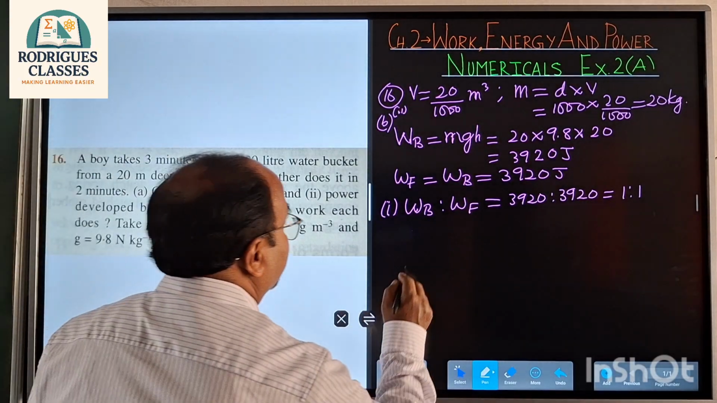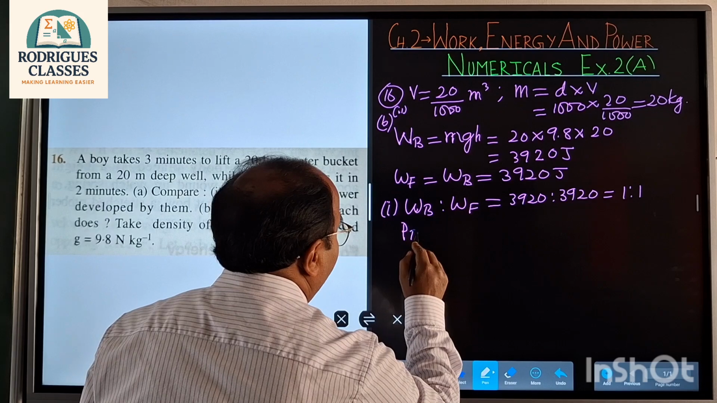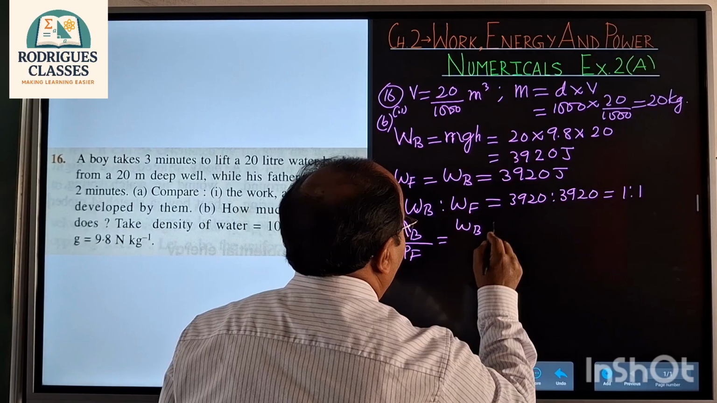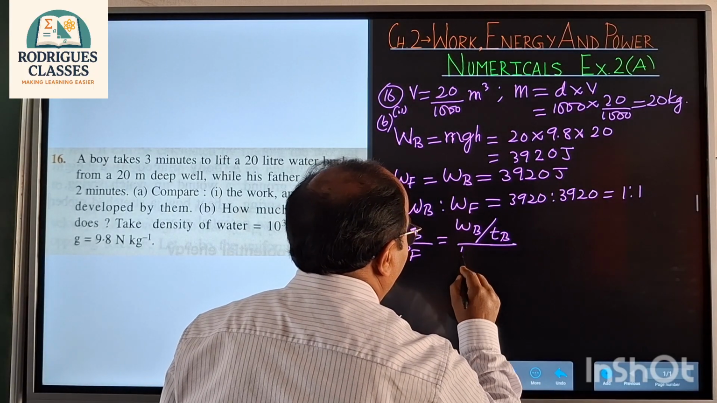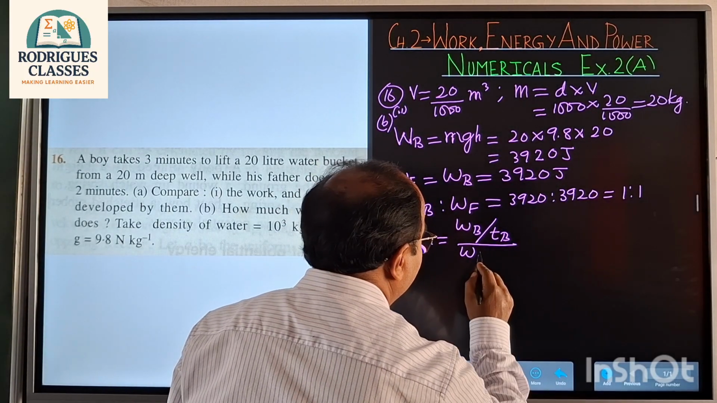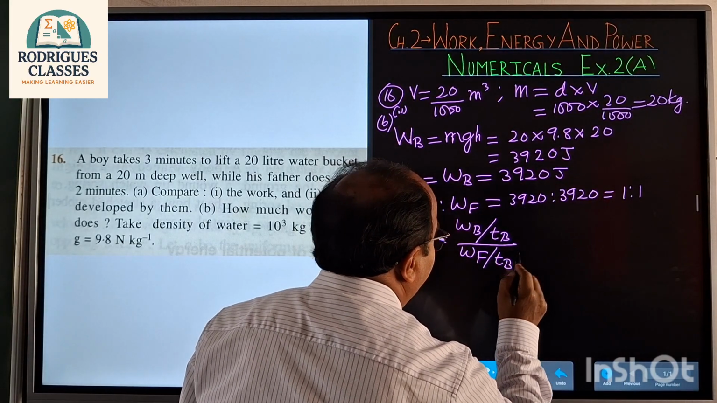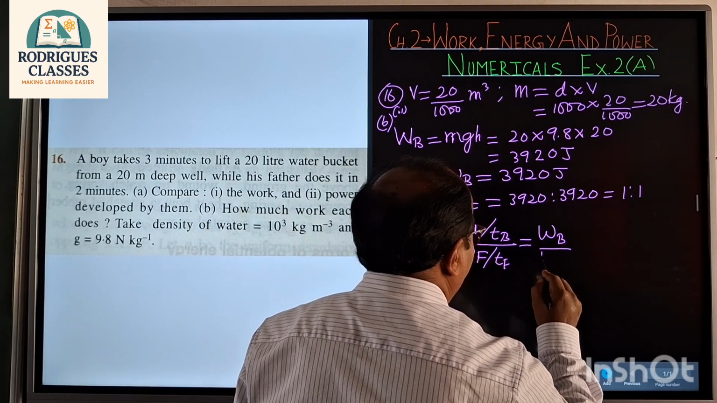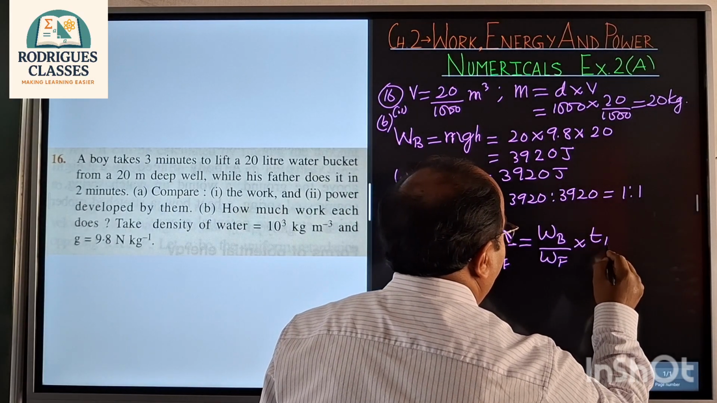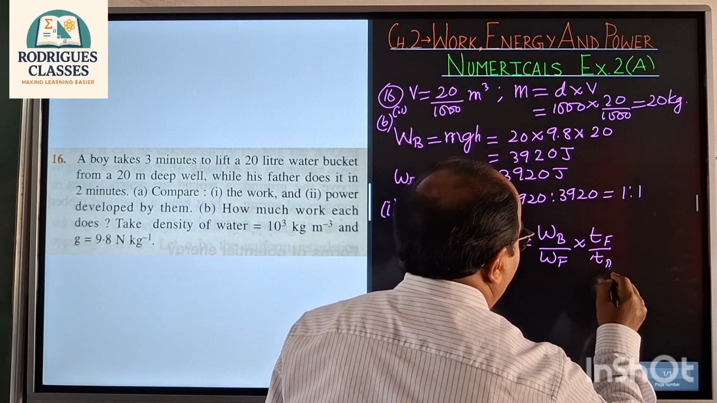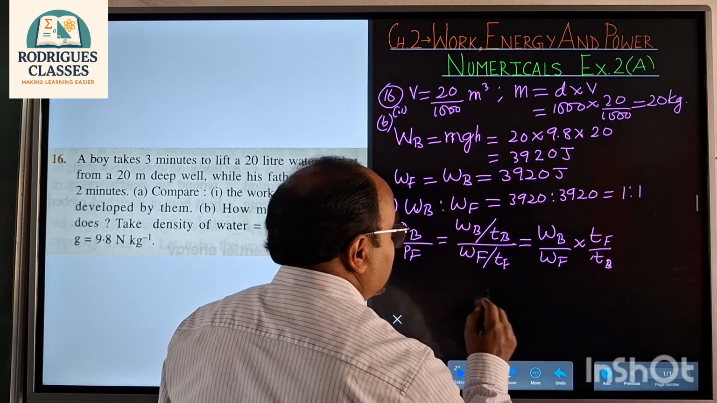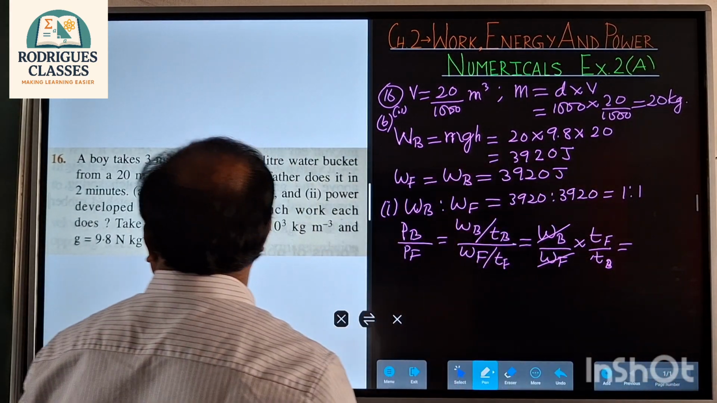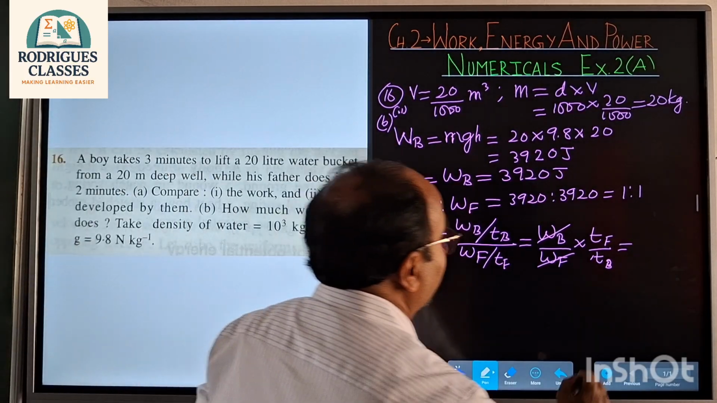Okay, now we will find the ratio of their power. So for the boy first, then the father. So work done by the boy divided by the time taken by the boy, work done by the father divided by the time taken by the father. So this I will get WB by WF into TF by TB. So this over here, both of them work done is same. I am cancelling it. Time taken by the father was 2 minutes and for the boy was 3 minutes.